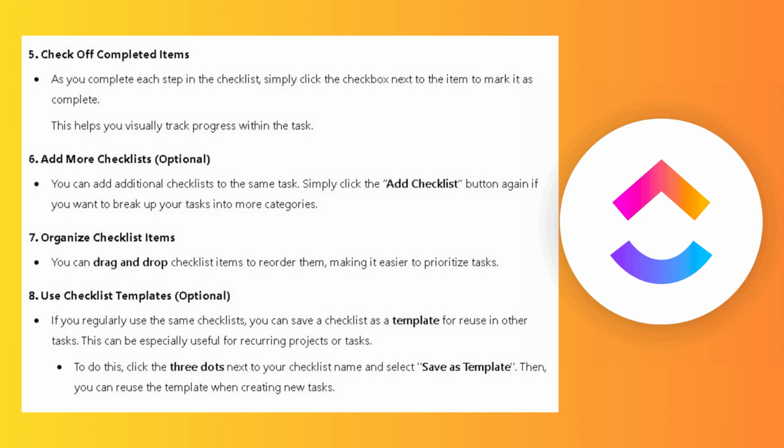You can additionally add checklists to the same task. Simply click on the Add Checklist button again if you want to break up your task into multiple categories. You can drag and drop checklist items to reorder them, making it easier to prioritize tasks.